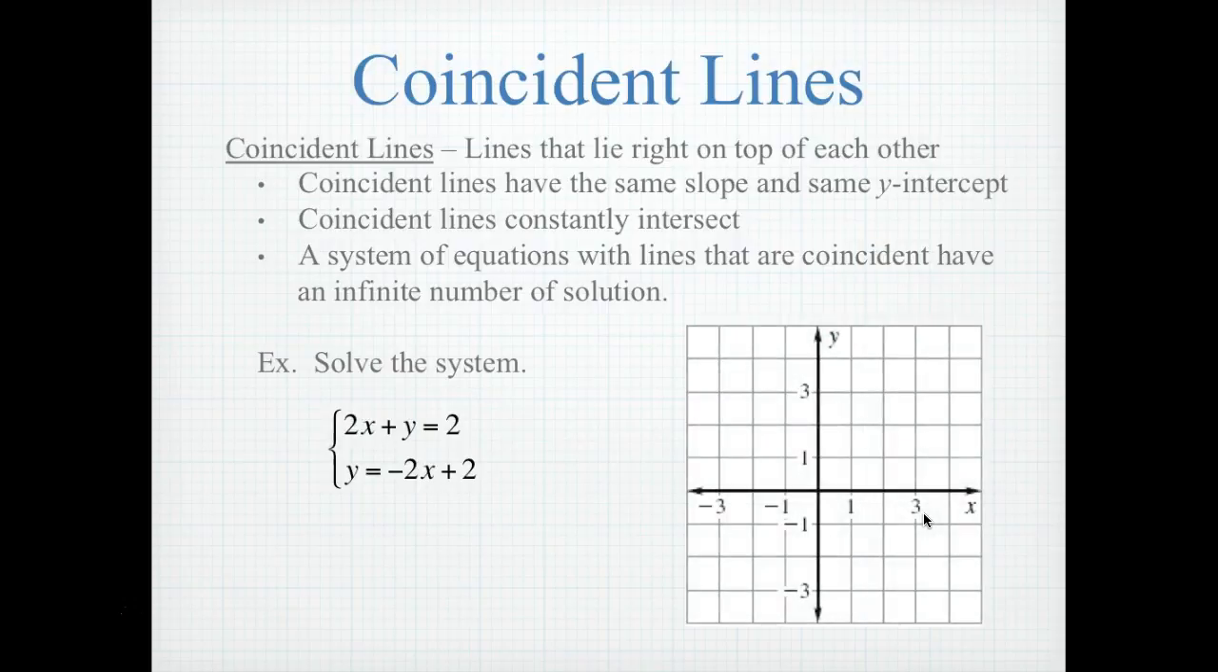So here we have 2x plus y equals 2. That's an equation that has a slope of negative 2 and a y-intercept at positive 2. And the second line has the same specs, a slope of negative 2 and a y-intercept at positive 2. Those two lines are constantly intersecting, producing an infinite number of solutions.